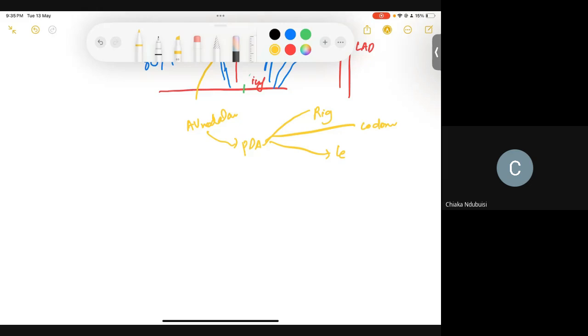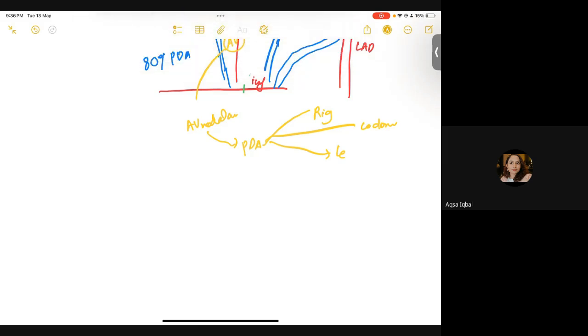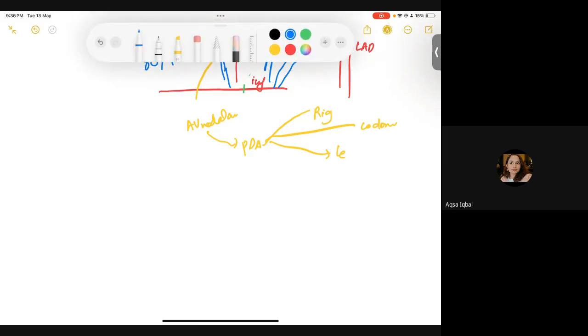Yes, Dr. Aksa. Yeah, so I have a question. I have the 2024 First Aid version, and it says that the right coronary artery supplies the AV node and the SA node. But in Dr. Moaz's book, it said that the PDA supplies the AV node, and the posterior one-third, etc. So which is the right one?